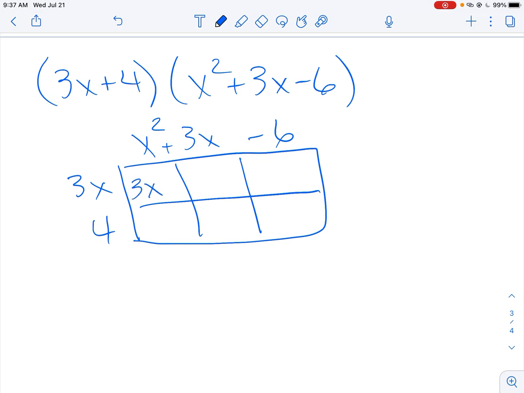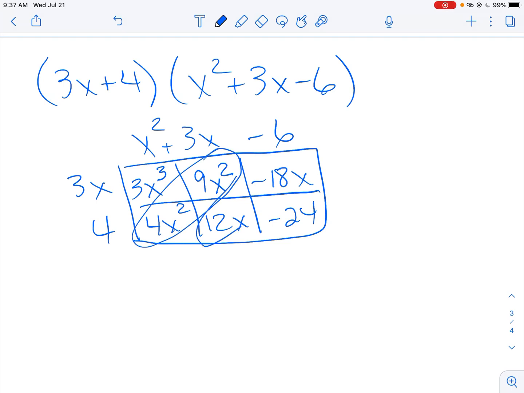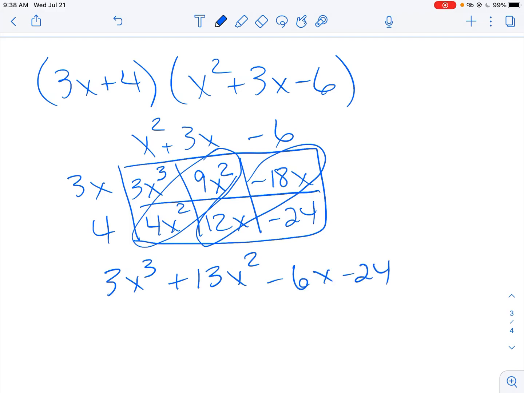So this would get me 3x to the third power, 9x squared, minus 18x. This would get me 4x squared, 12x, and negative 24. These combine and these combine. I would get 3x to the third. I would get plus 13x squared minus 6x minus 24.